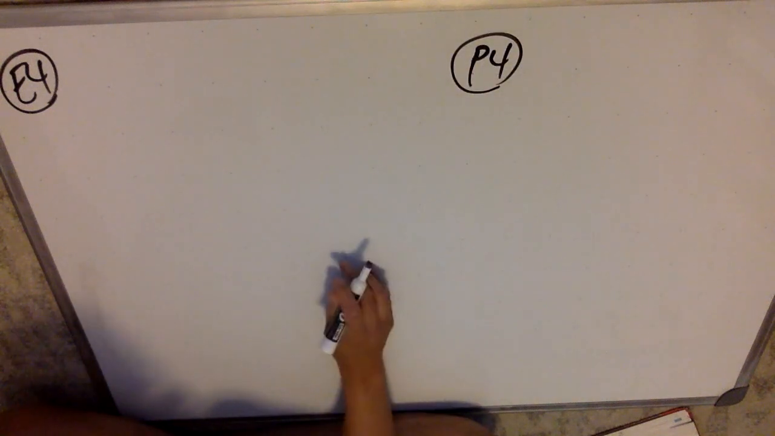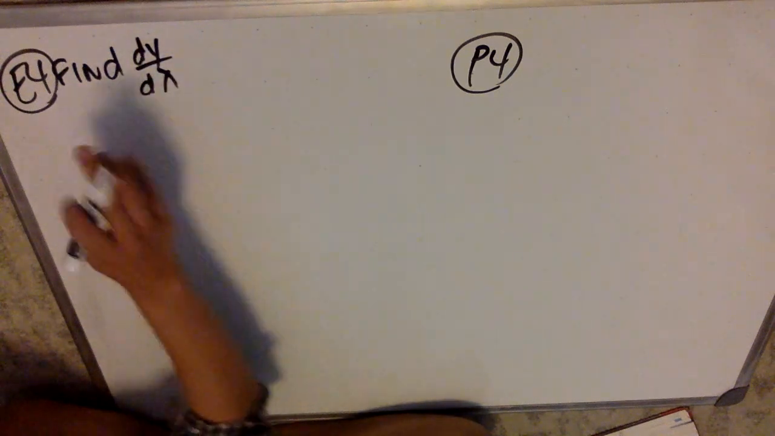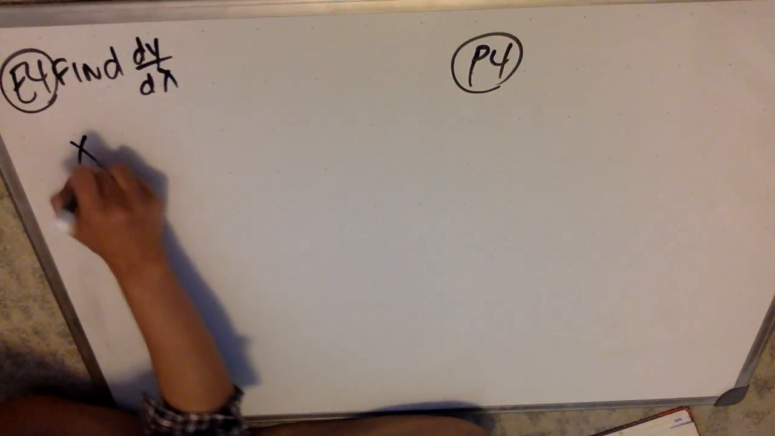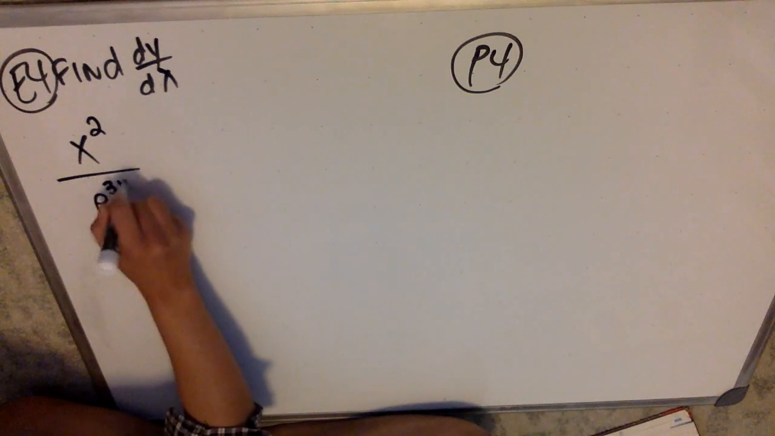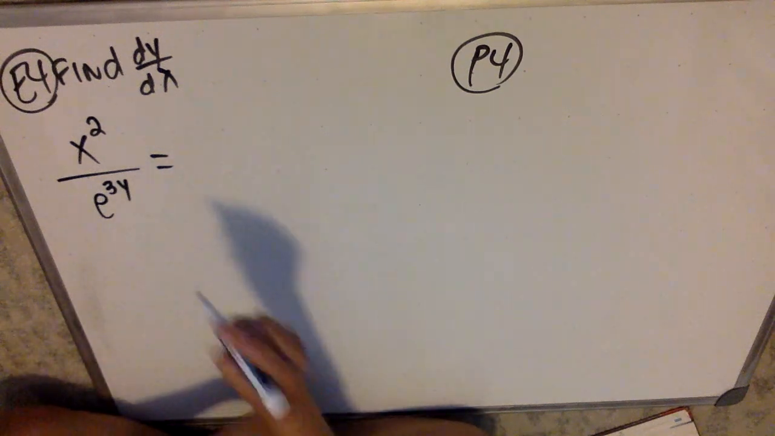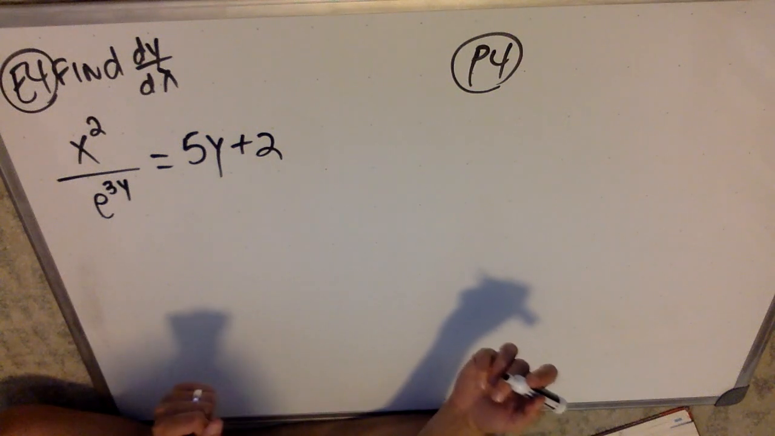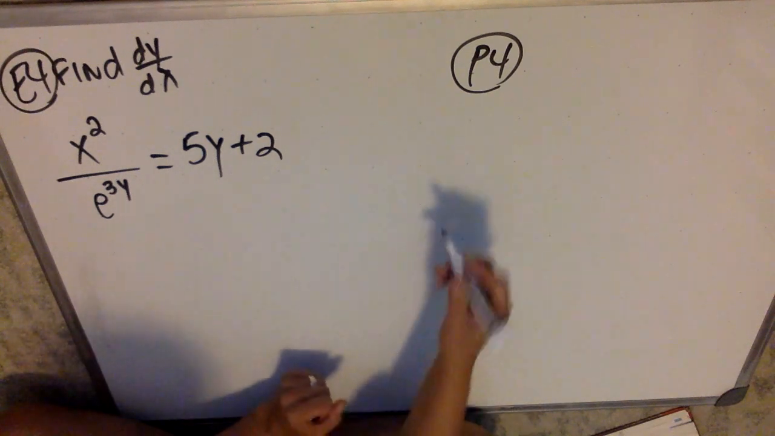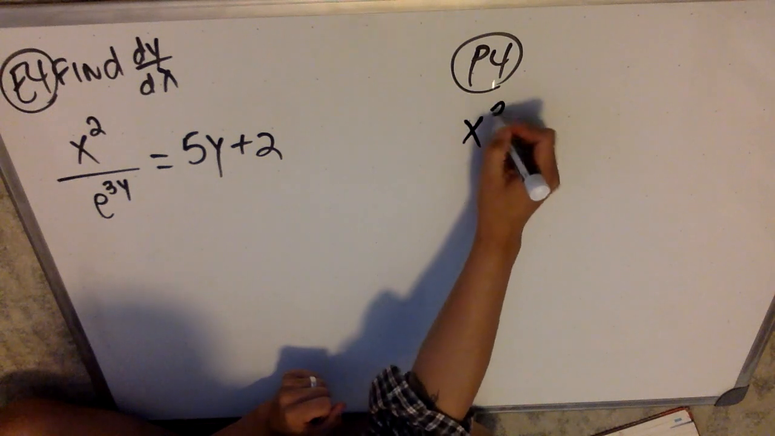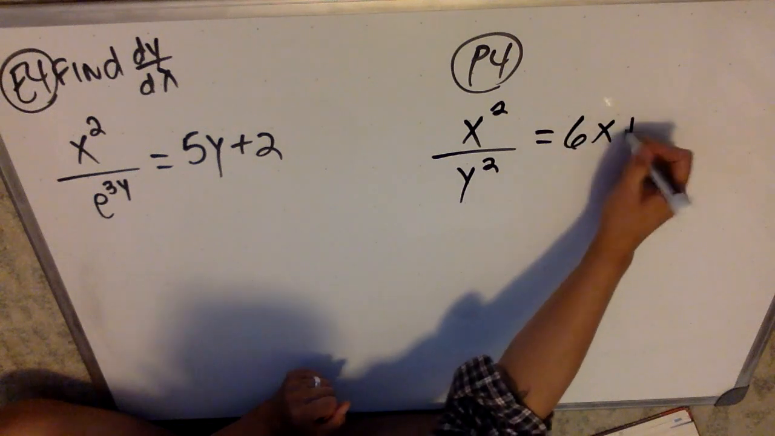Okay, same thing, we're going to find dy dx, right? So find dy dx, that's our standing arrangement right now. Let's do x squared over e to the 3y, that'll be good, equals 5y plus 2. And oh, that's going to be horrible. Cool, I stand by it, let's do this. And let's do an x squared over a y squared equals 6x plus 2y.